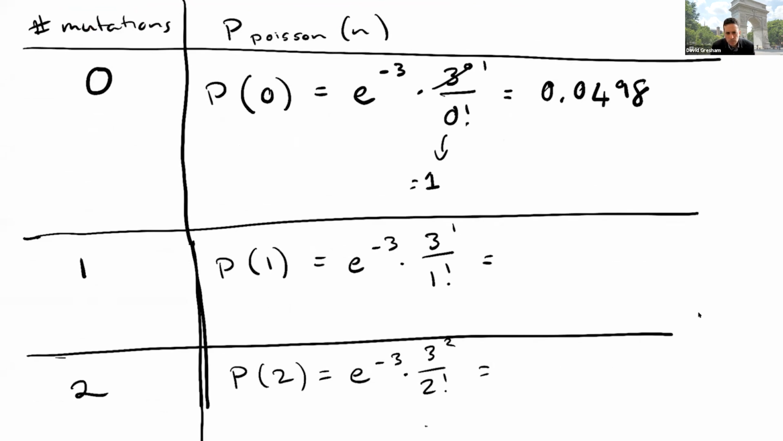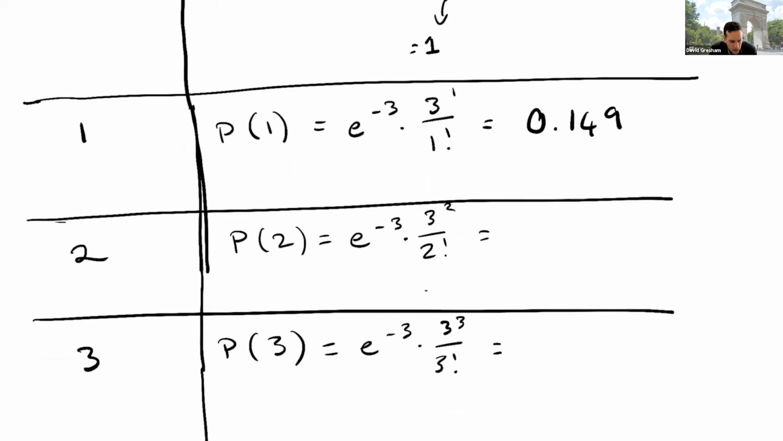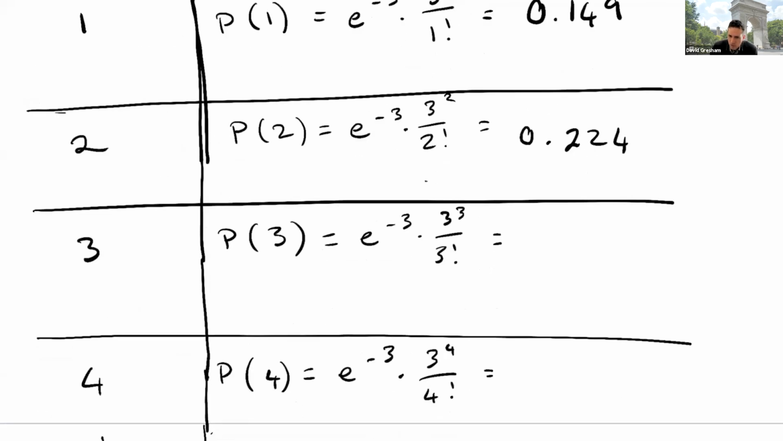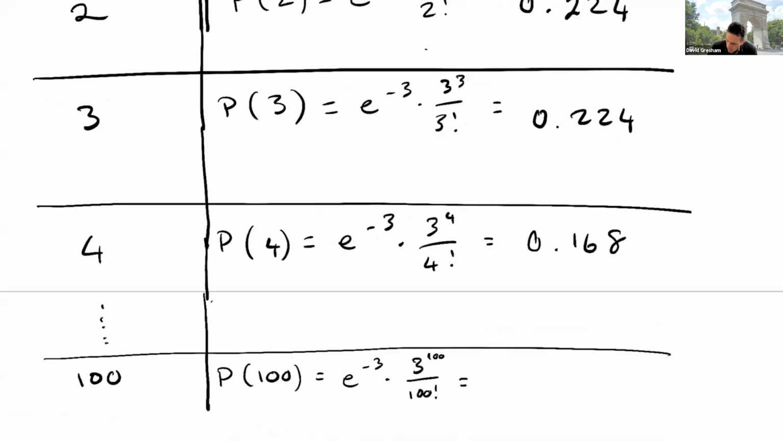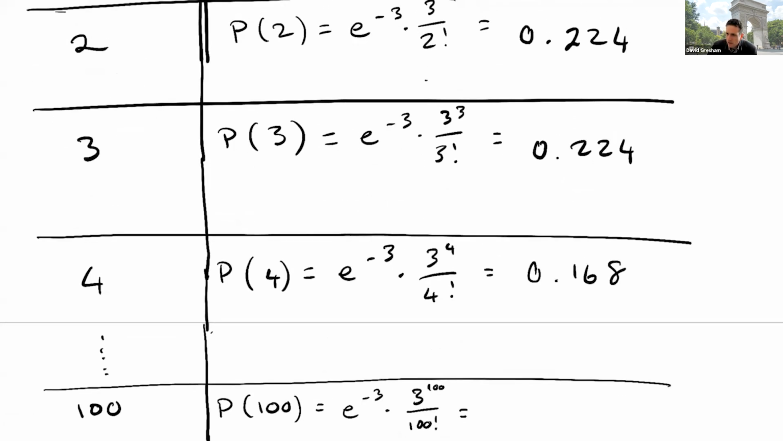All right, simple. So who knows the probability of 1 mutation in the human genome when there is 1 cell division? 15% or 0.149? Very nice. What about the probability of 2 mutations? 0.224, we'll take it. What about the probability of 3 mutations? Oh, also 0.224, interesting. 4 mutations, 0.168. 100 mutations, well, you can do that, okay?